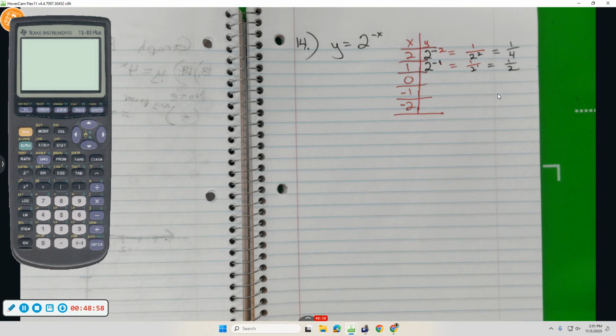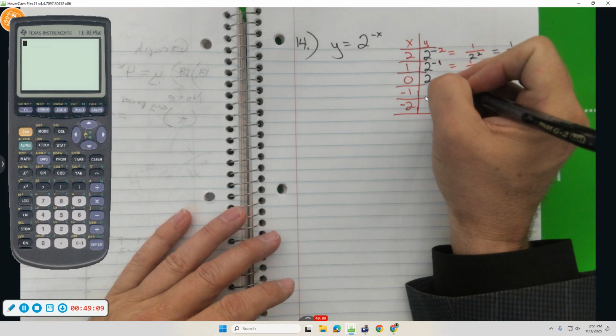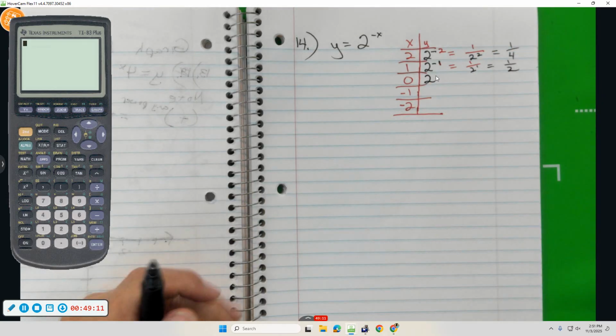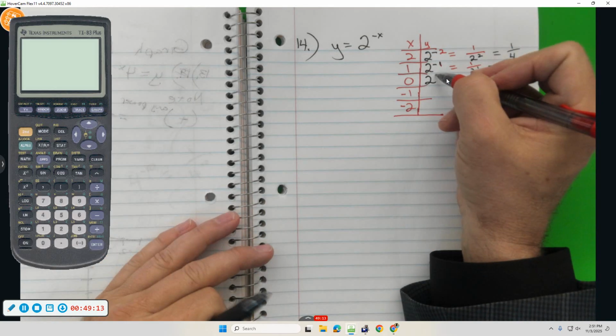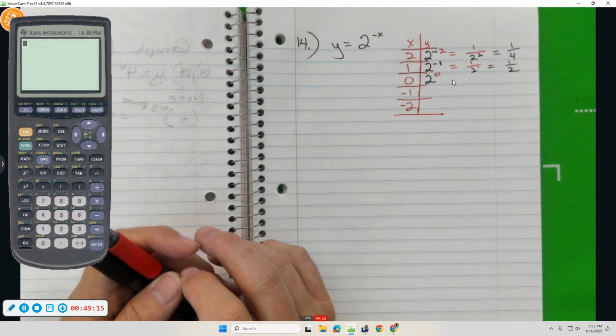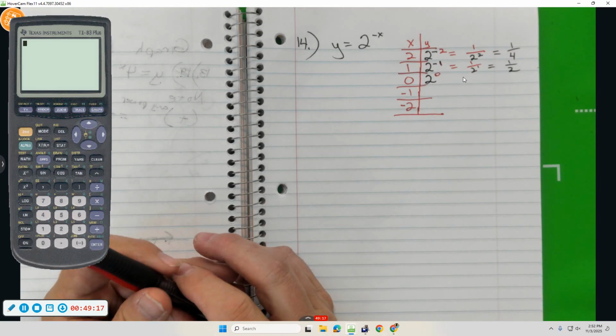Oh, I like this one. Plug in 0. This one's easy, provided you know the definition of the 0 exponent. That says we're going to have a 2 to the 0, which is neither positive or negative. It's just 2 to the 0, which reduces to 1.